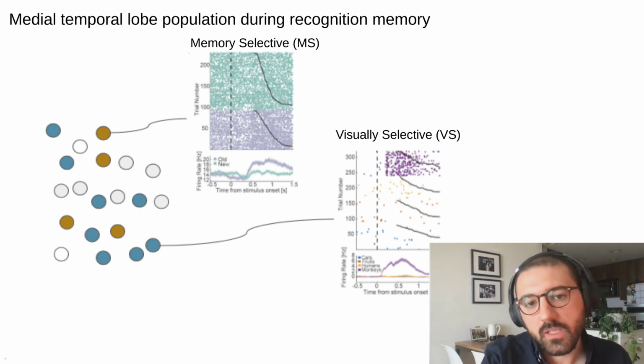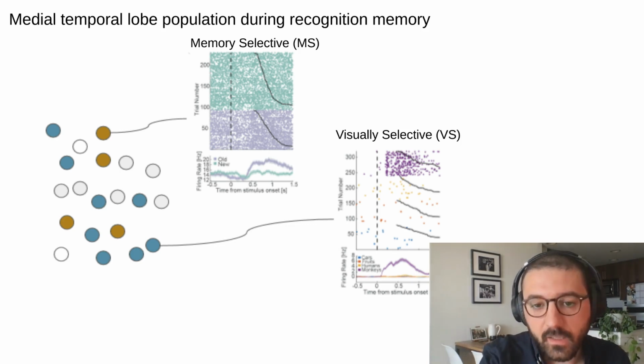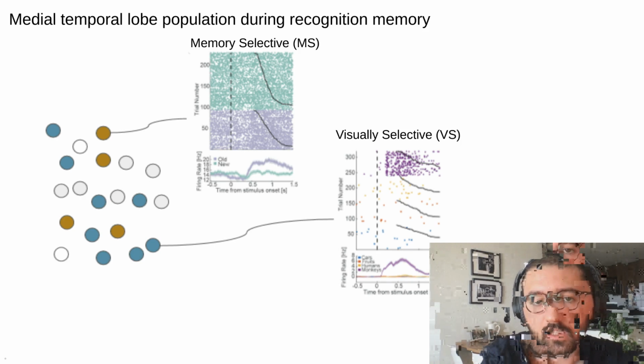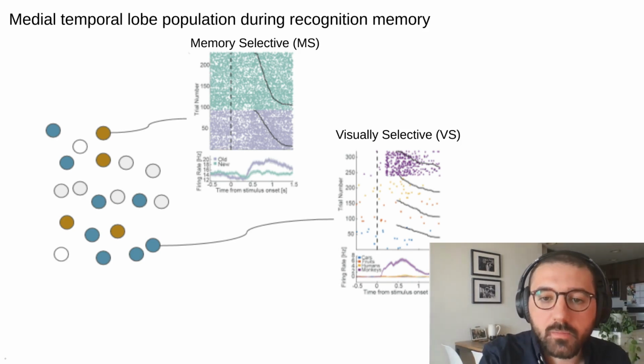In addition to these two basic types of tuning, we also see a lot of cells that have mixed selectivity. For example, we might see cells that report the familiarity or the novelty of an item, but specifically for certain object categories, for example, faces.